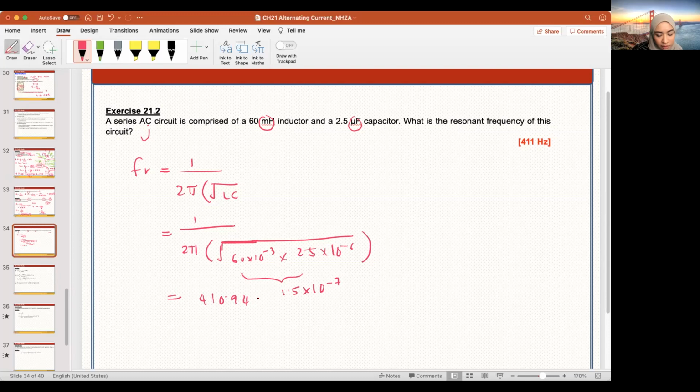410.94 hertz. So it's frequency, so it should be in hertz. Thanks, Jaya. So if you cannot remember this equation, just equate XL equals XC. Remember the equation for XL, remember the equation for XC, equate them together. 2 pi FL equals 1 over 2 pi FC. So you have the F here, they are the same F. That's your subject. So equate them together to get this equation, or you can just memorize the equation.